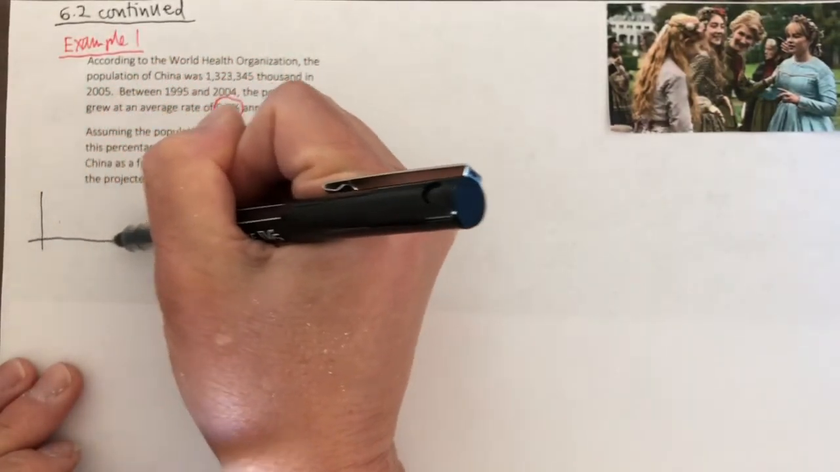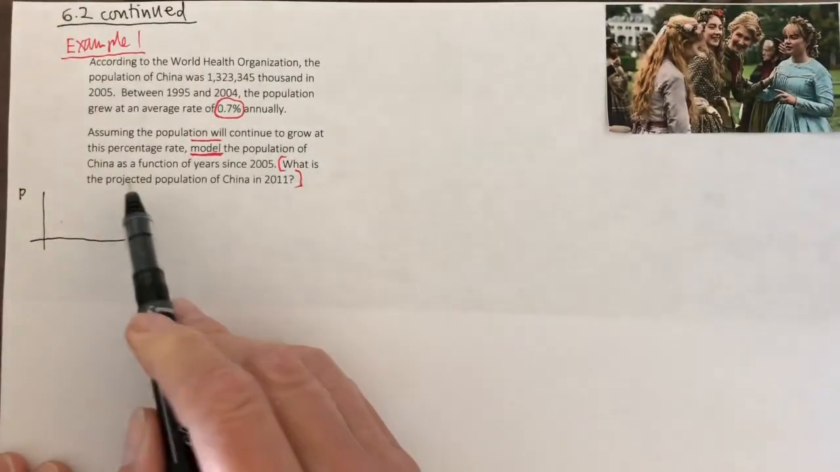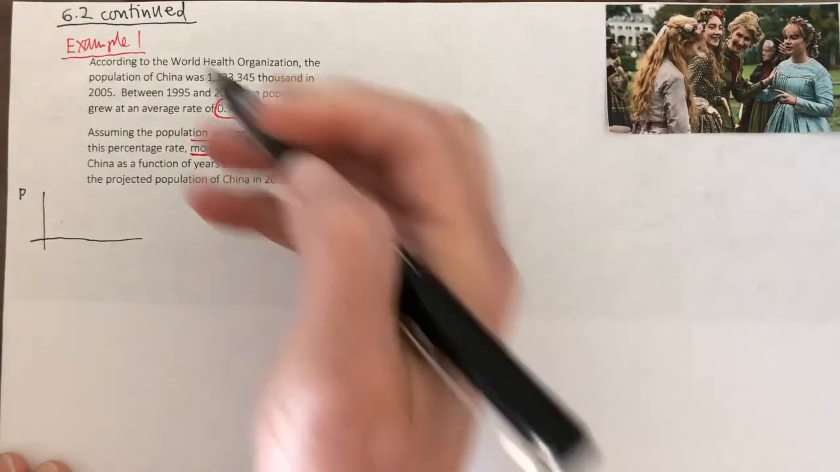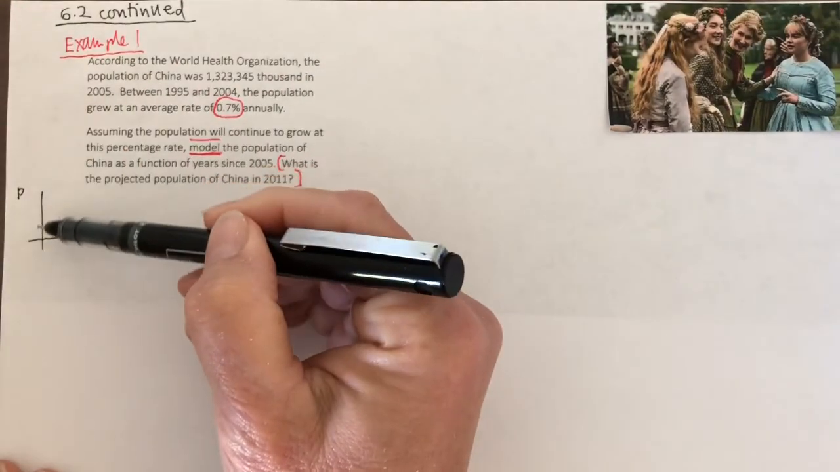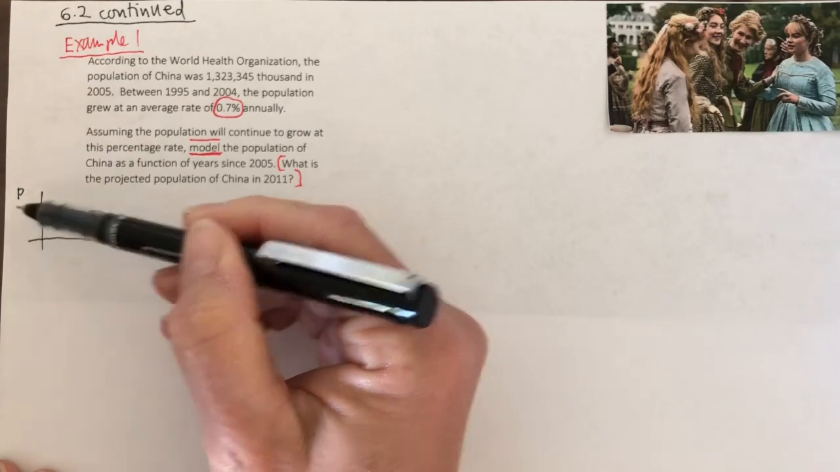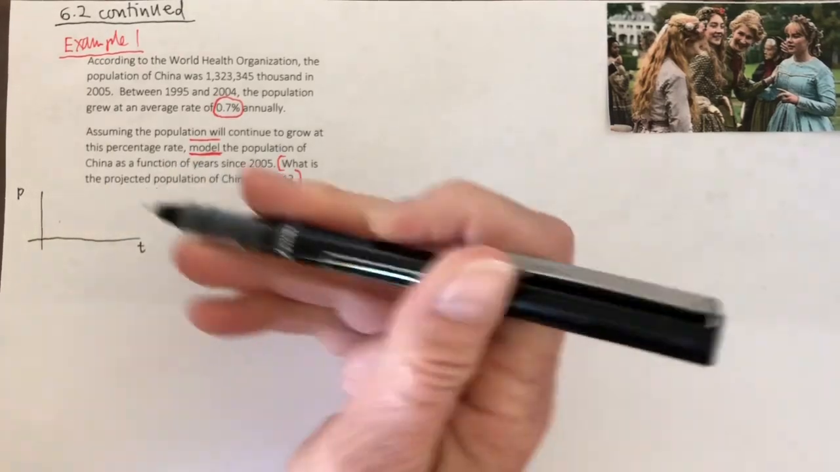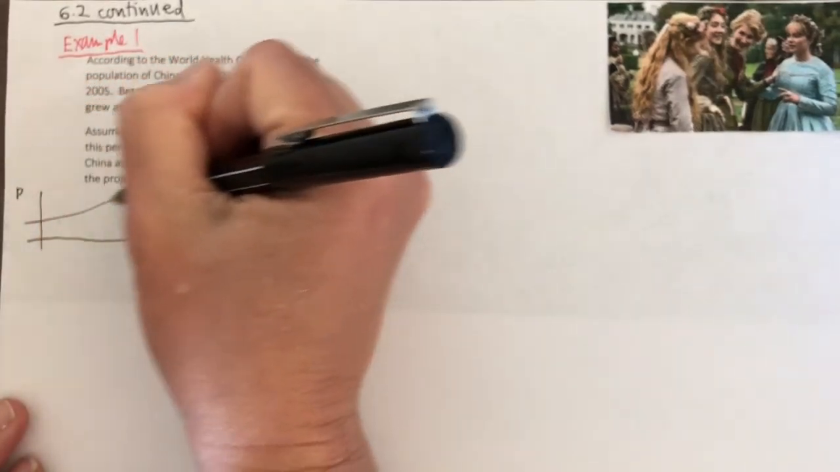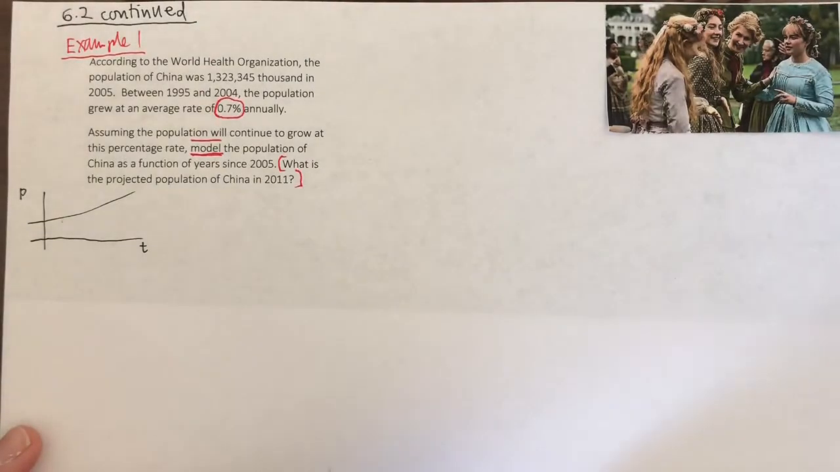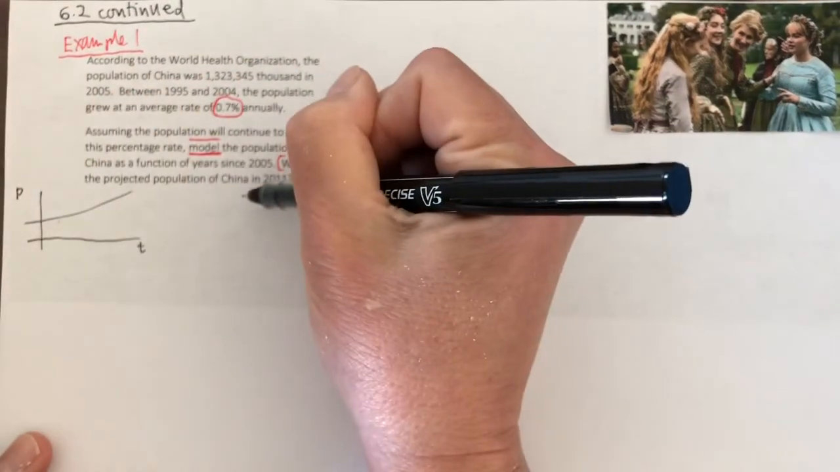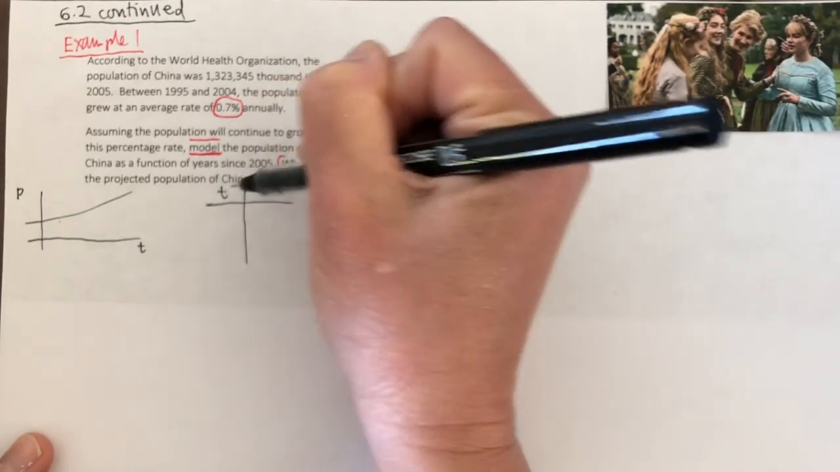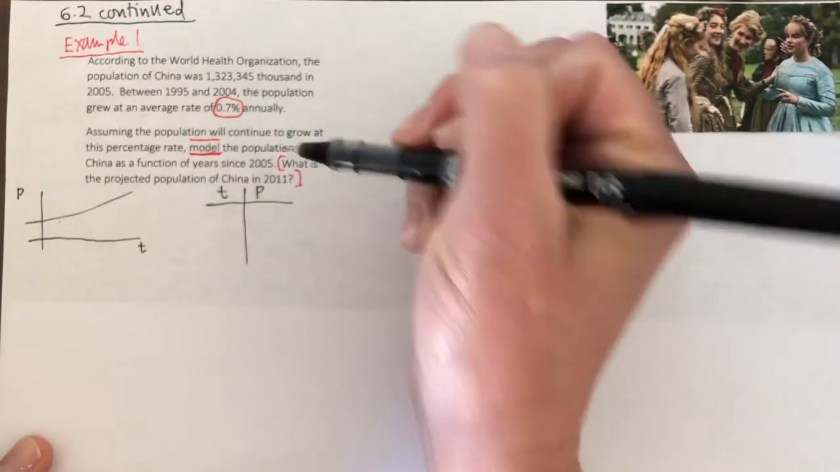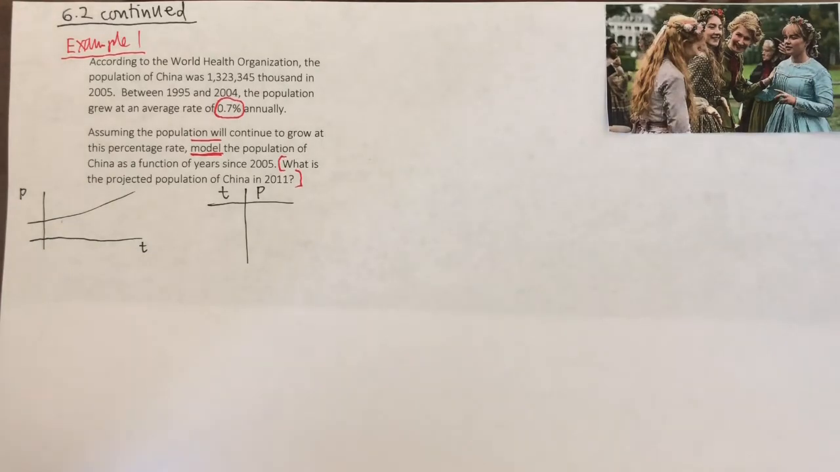I like to think about what my inputs and outputs are. Model the population of China as a function of years since 2005. So on our horizontal axis we have time, and our vertical axis we have population, and it's growing, so it'll look something like this. And then I always like to get my data in a table. So my input is t years, population of China, and let's see what we know.